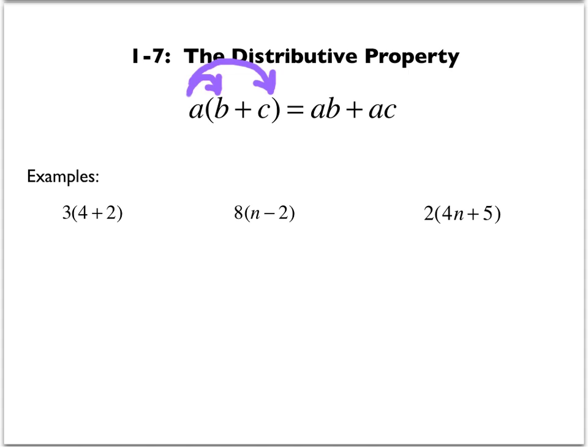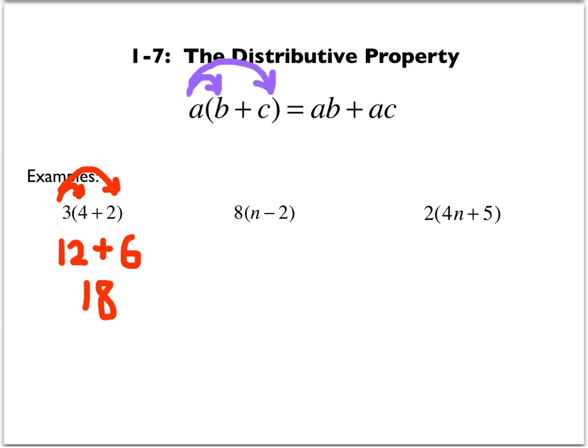All right, let's try a couple examples here. Here's our first one, 3 times (4 plus 2). Wouldn't really need the distributive property for one like this, but let's give it a shot. I'm going to take 3 times 4 and 3 times 2. I'm distributing that 3. 3 times 4 is 12. Put my plus sign here. 3 times 2 is 6. And 12 plus 6 is 18.